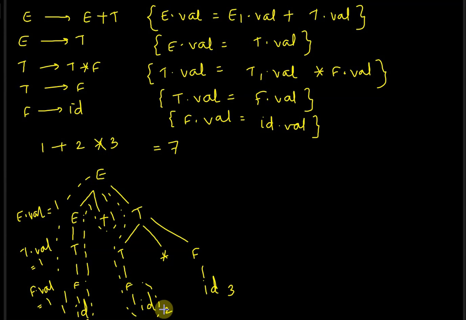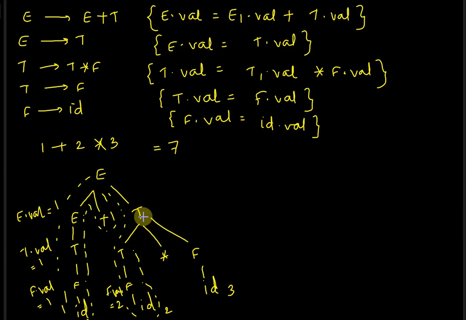F gives ID. What is the ID value over here? The actual value, it is 2. So over here F gives ID. Apply this action. F dot val is equal to ID dot val. So F dot val is equal to ID. What is the ID value? It is 2. Go on top, you encounter this T.